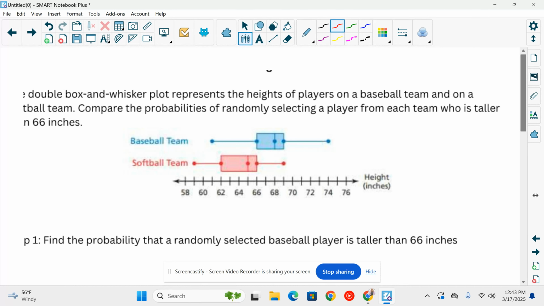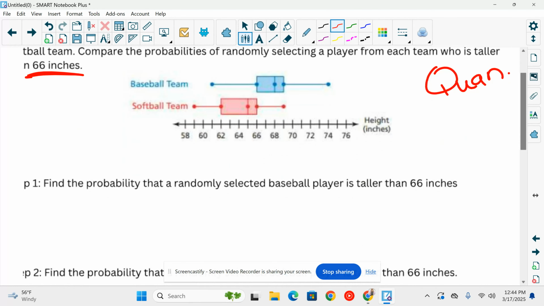All right, we want to compare probabilities. Well, if I'm comparing, I need to know the two different probabilities in order to compare something. So I'm going to have to find the probability for the baseball and for the softball. And we're looking for a team who is taller than 66 inches. So our event here is what? Finding the players that are taller than 66 inches.